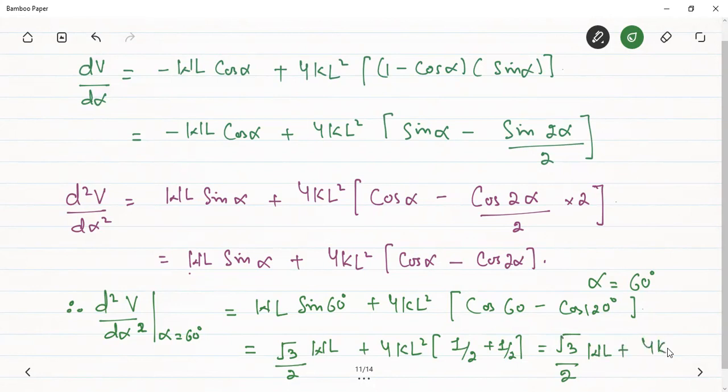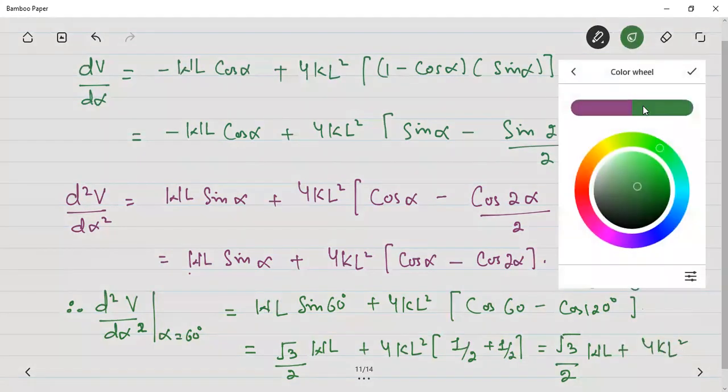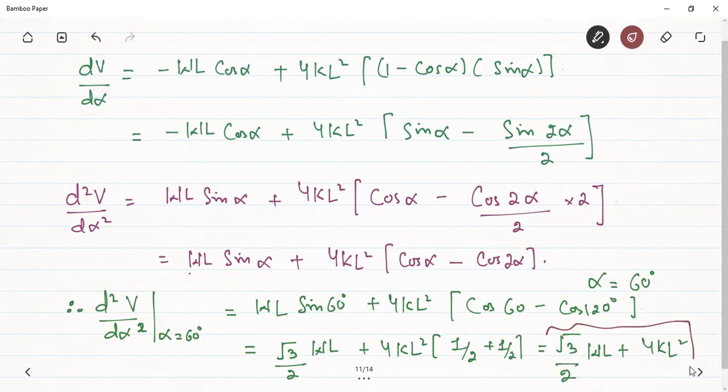plus 4k L square. So this is the second derivative, and we can see that it's coming out to be a positive quantity because all these terms will be positive. When the second derivative is positive, we say that it is the condition of minima, and the condition of minimum potential energy corresponds to stable equilibrium. So this is the condition for the stable equilibrium. So this ends our question.